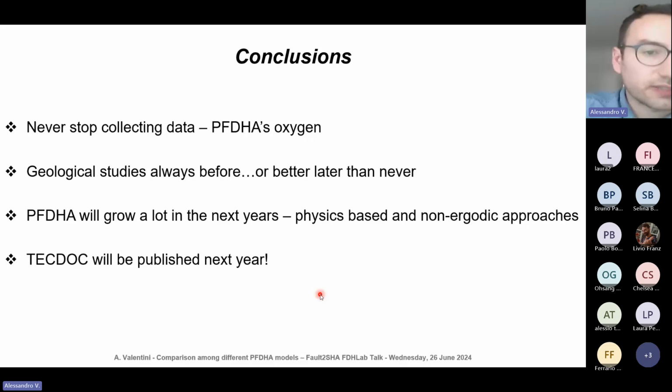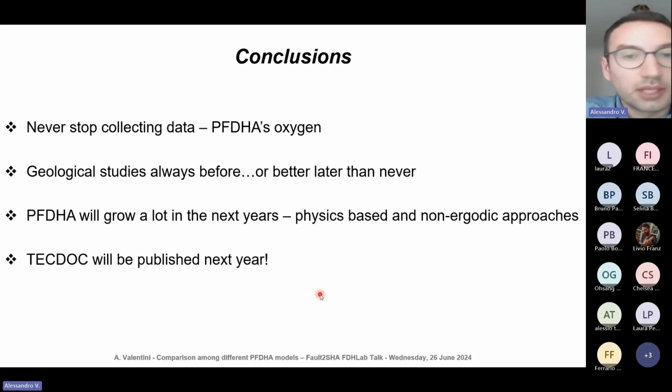And so now PSHA is very well established, and PFDHA is not. I think there is no country in the world that has any regulation for PFDHA. Sometimes when you show the hazard curve to the regulators, it's difficult to explain what those numbers could mean for a critical infrastructure. But I think PFDHA is younger than PSHA, and now we have a lot of tools.